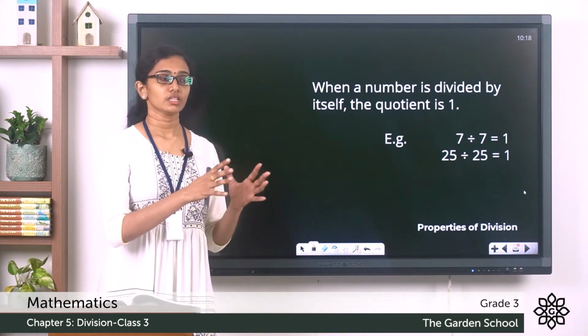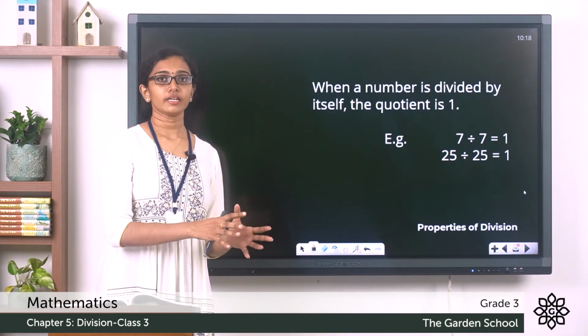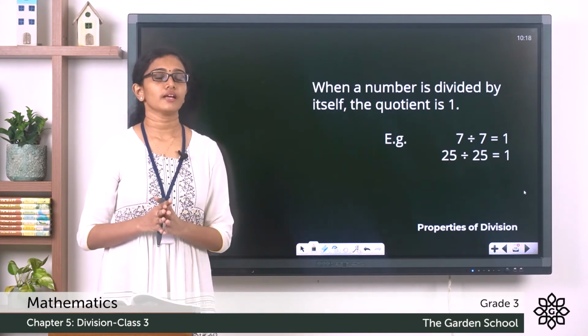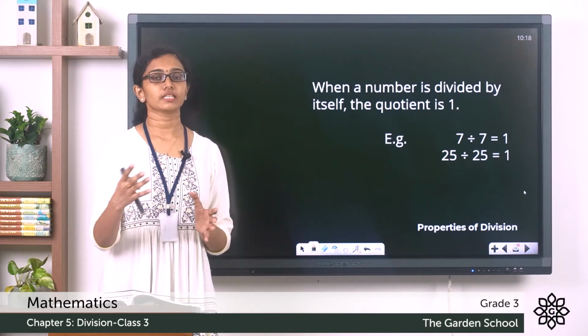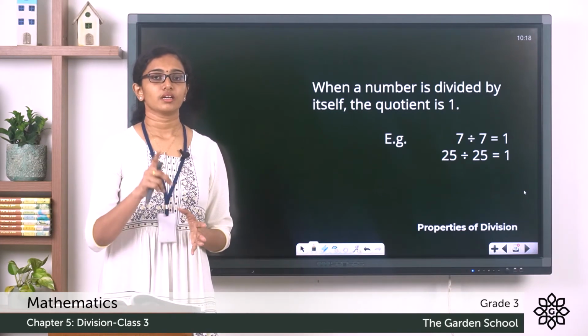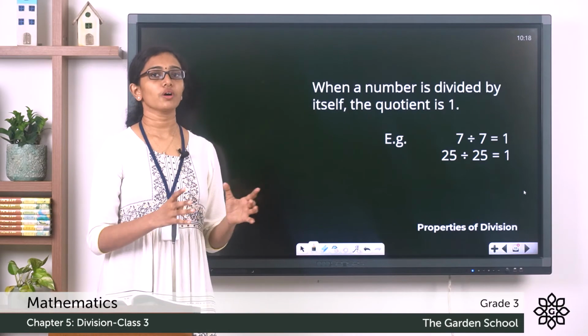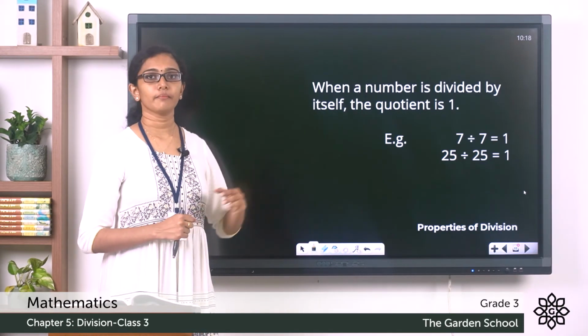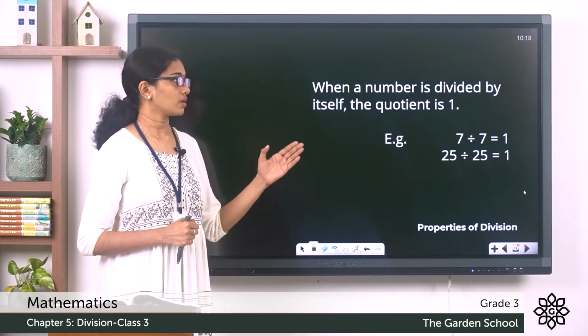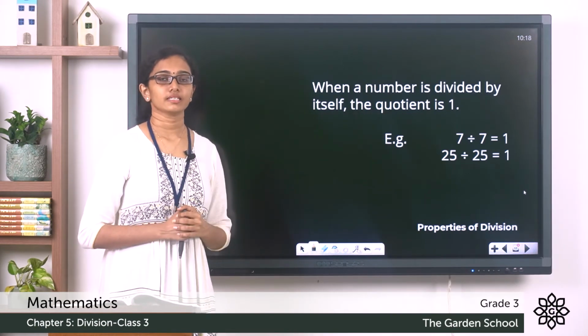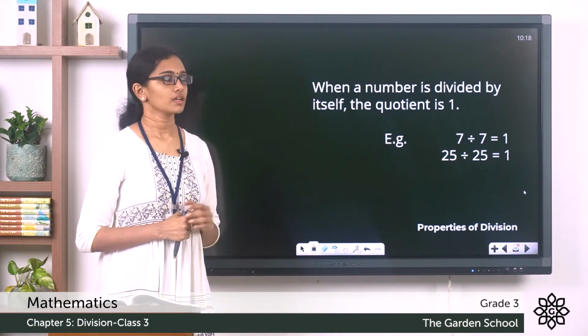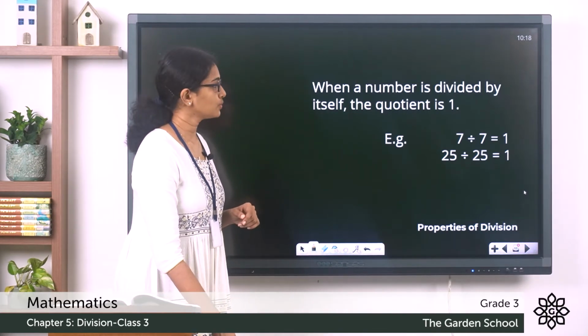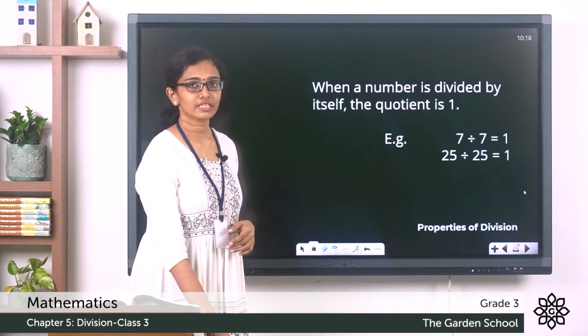So you can say this 3 flowers divided by 3 flowers. This 3 flowers divided by 3 flowers is equal to 1. You can give all of it to only one person, right? So it's just like dividing a number by itself, and there will only be 1 as the quotient. So I hope this property is clear to you. There are a couple more examples given here.